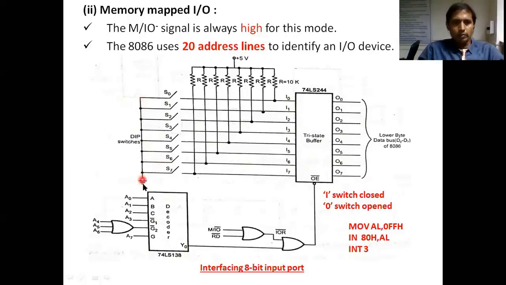All switches are connected to common ground. Okay, now first switch is connected to I0, like that. Second switch is to I1, like that. S7 is connected to I7. Here I am connecting resistance with voltage arrangement, and this arrangement is used to limit the current.